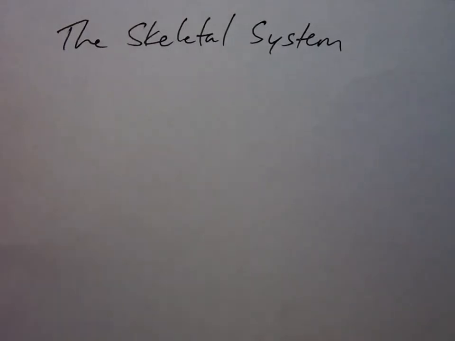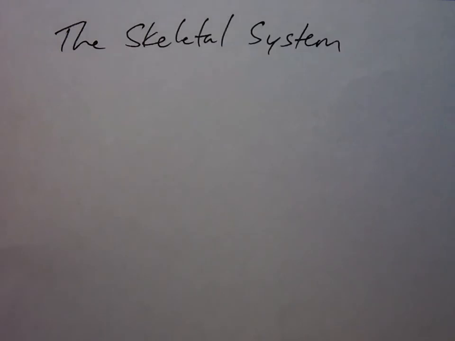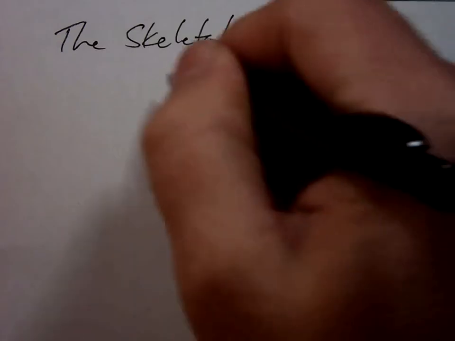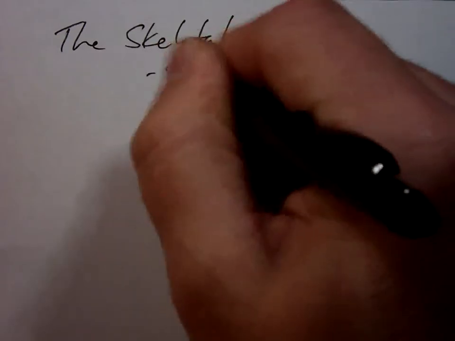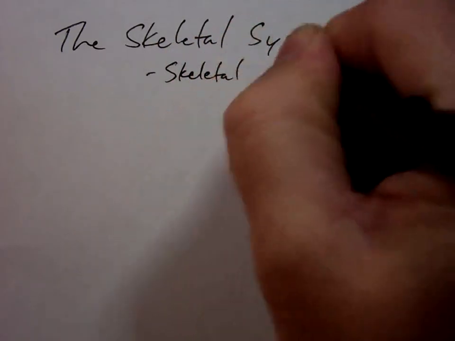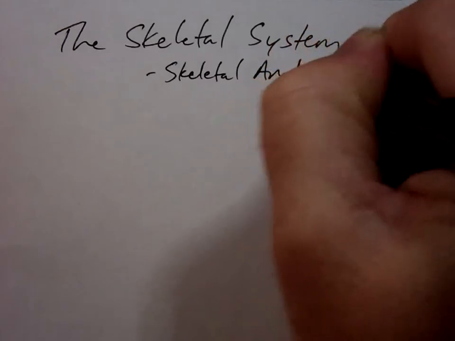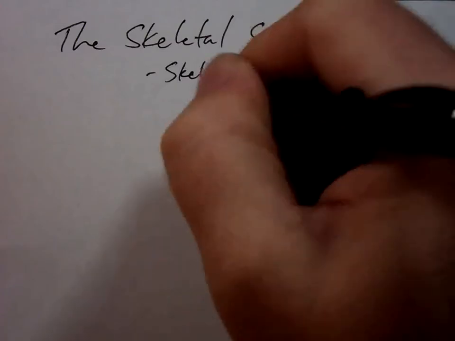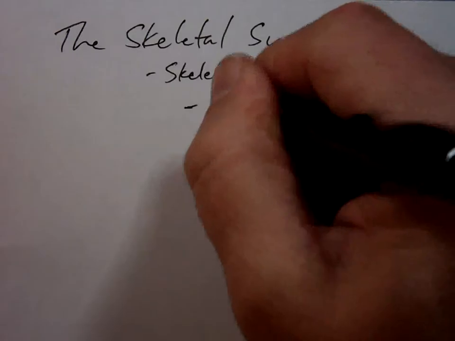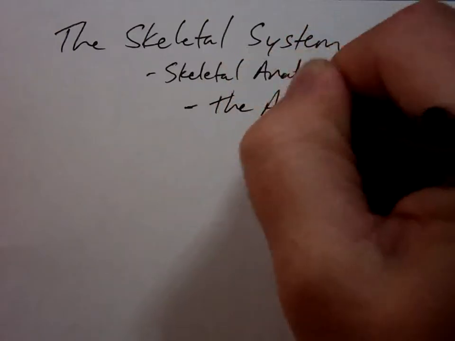So we've begun a lecture here on the skeletal system, but this is just a very small portion of it, because the skeletal system, at least the anatomy thereof, we're just going to be looking at half of it. So today we're focusing on skeletal anatomy, and of that anatomy, we're going to be looking at the appendicular skeleton.